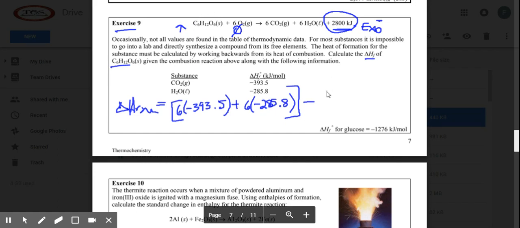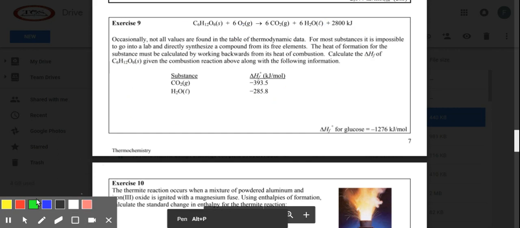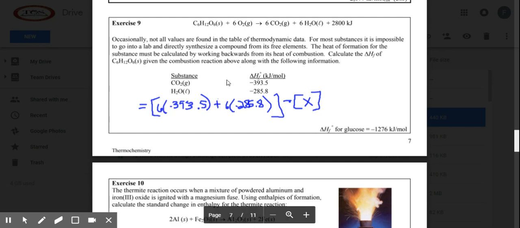minus my reactants. So for my reactants, I don't know glucose's delta H of formation. That's what I'm trying to solve for. So I'm just going to call that X. Now, what do I set all of this equal to? I have to set it all equal to the delta H of the reaction. Okay, sorry, I erased it. I had to rewrite it. So I have to set this equal to delta H of the reaction. That, again, is given to me right here. And since it's a product, it's negative 2,800 kilojoules per mole reaction.